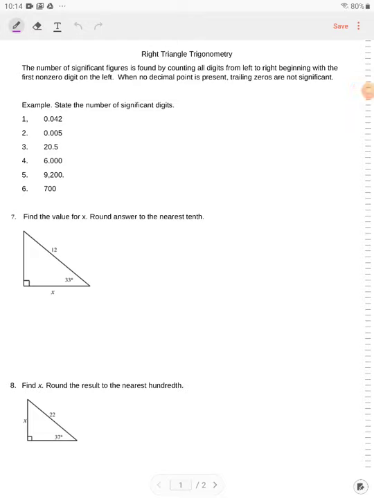We will be solving for sides and angles using our trigonometric identities, sine, cosine, and tangent with right triangles. But first of all, we want to discuss significant figures.